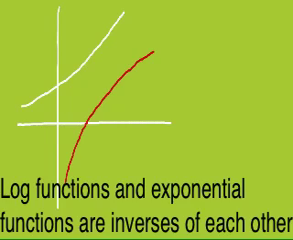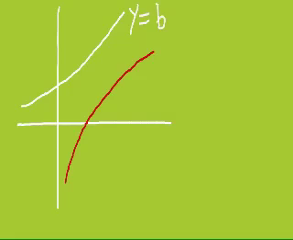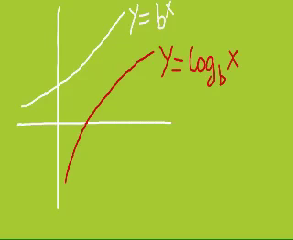Now as we see, log functions and exponential functions are inverses of each other. Specifically, the exponential function has the equation y equals b to the x. And the log function has the equation y equals log base b of x. So y equals b to the x and y equals log base b of x are inverse functions of each other. Notice the y-intercept on the exponential becomes the x-intercept of the log function.